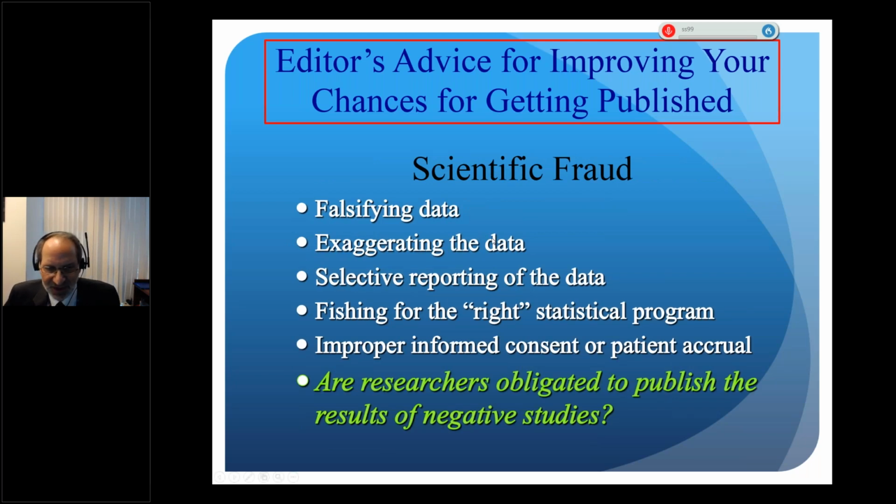Exaggerating data, falsifying data, selective reporting of the data so that you can make the points you want, even though the data doesn't support that, will ultimately harm you and harm your patients. And we can't go there. So all researchers should be ethical in their behavior.